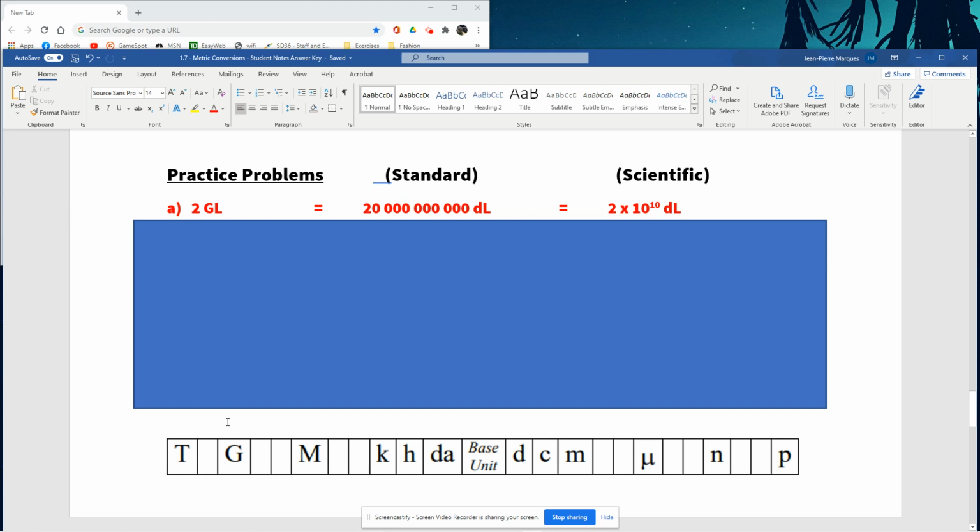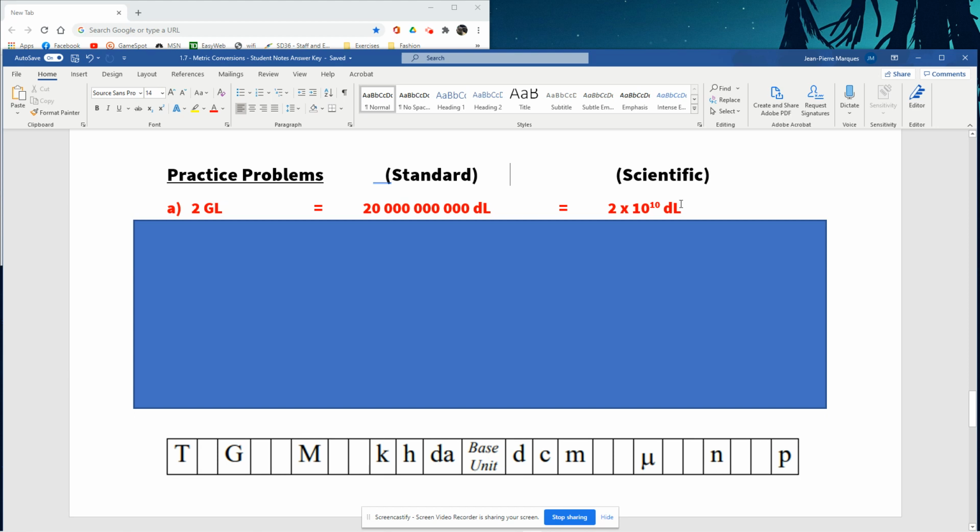Giga is worth 10 to the 9. Deci is worth 10 to the minus 1. I'm going to take the difference between them. What is 10 to the 9 minus 10 to the minus 1? Well, what is 9 minus minus 1? That's the same as 9 plus 1, or 10 to the 10. Therefore, I'm going to multiply 2 by 10 to the 10, or 10 zeros. So it's the exact same thing. Either way you do it, you're going to get the same answer.